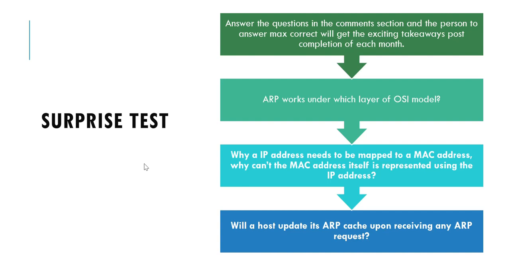So this is a surprise test for you. Please answer the questions below in the comment section. The first question is, ARP works under which layer of the OSI model? We discussed this in the first slide, so please think and answer. Why does an IP address need to be mapped to a MAC address? Why can't the MAC address itself be represented using the IP address? The next question is, will a host update its ARP cache upon receiving any ARP request? Please answer these questions in the comment section.